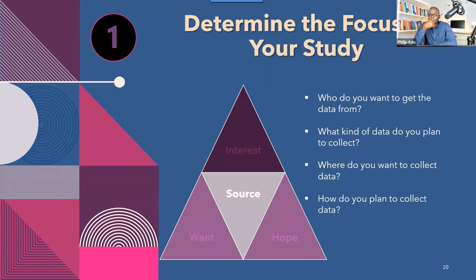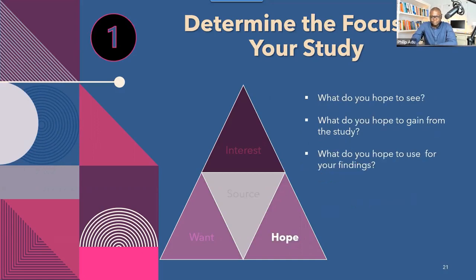Then you have to think about the data source, right? Who do you want to get data from? So in this topic, maybe I'm focusing on happiness, right? I have to think about, okay, based on the problem and the gap I've seen in the literature, who do I want to collect data from? What kind of data do I plan to collect? Where do you want to collect the data? And how do you plan to collect the data? So these questions will help you to come up with the data source, so that you'll be able to do the study.